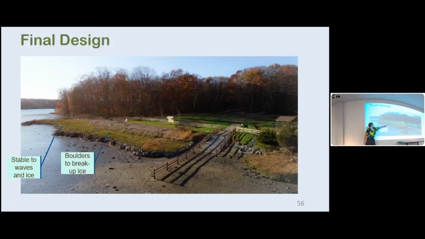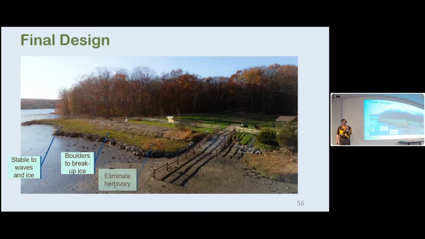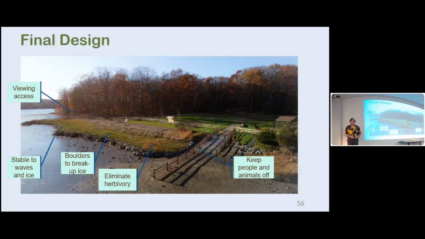We put in the habitat boulders on the top to break up the ice. And also you will see birds sit on those looking for food. We eliminated, as best we could, the herbivory from the snails and or the geese. I think the dogs at the site keep the geese away. The fence was there to keep people from trampling over the marsh. That was a huge issue with the previous site. We put in a viewing access because again, one of the key aspects of this site and many of the shoreline sites is just the visual aesthetics. People like to look at the water.